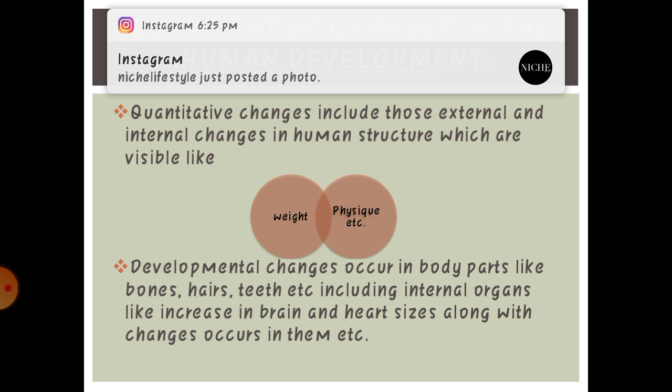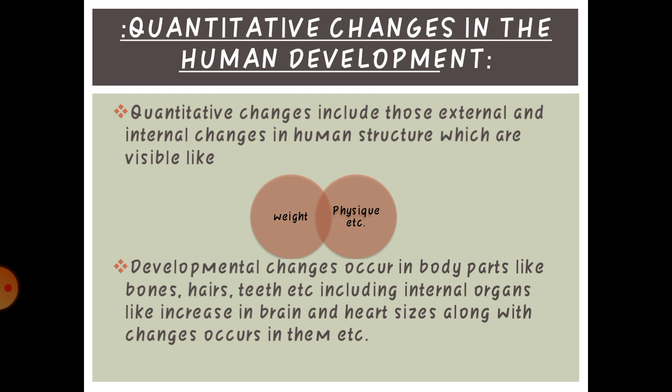The next, developmental changes occur in body parts like bones, hair, teeth, etc., including internal organs like increases in brain and heart size along with changes that occur in them, etc.